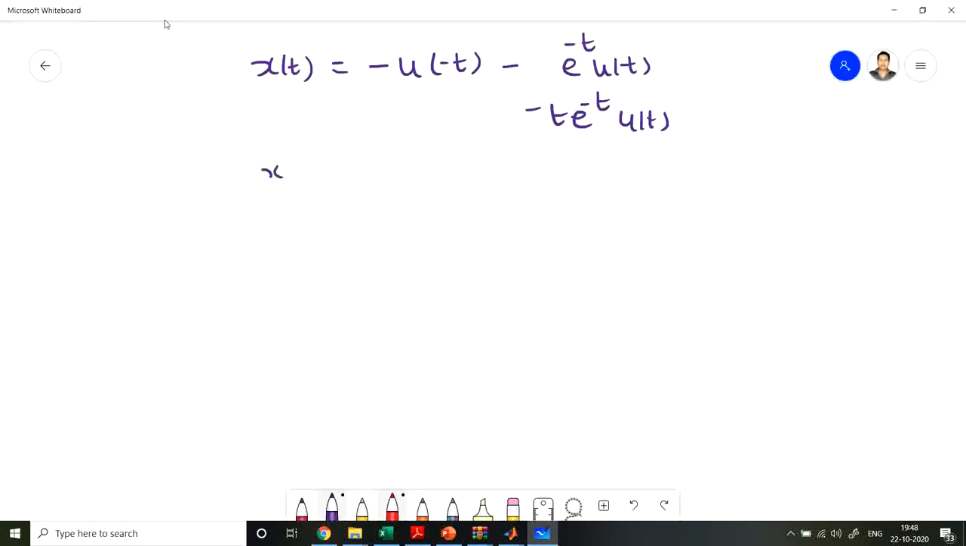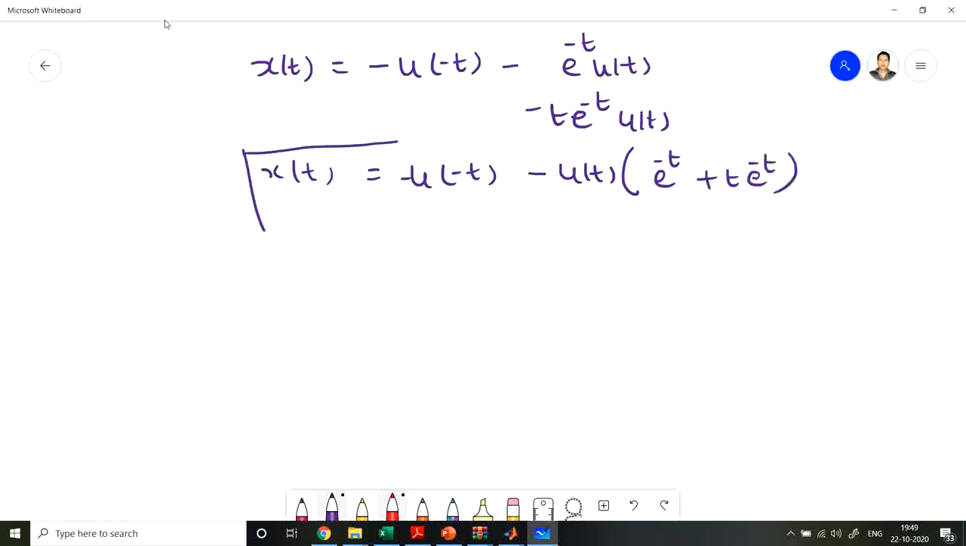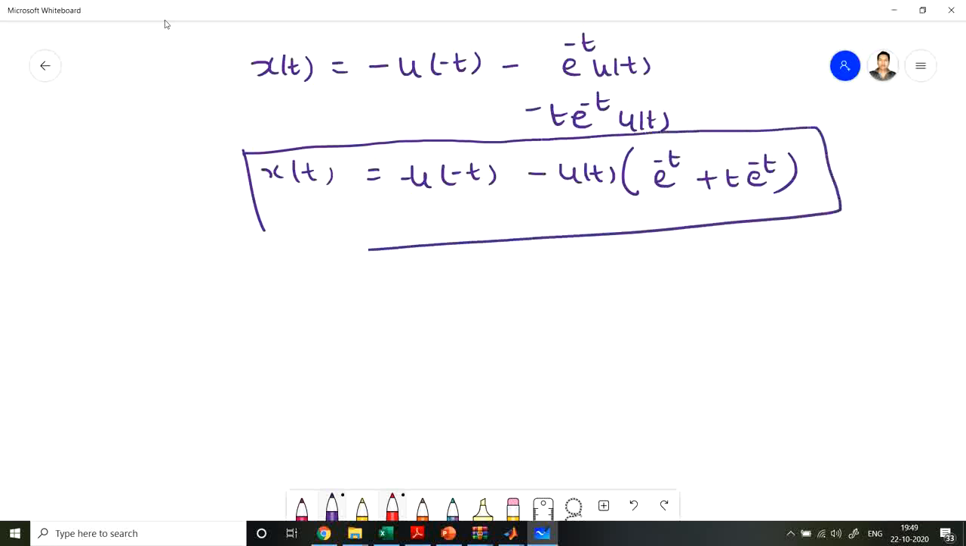So finally, if we club together all these things, minus u of minus t, minus ut, we take common, then it is e raised to the power minus t plus t e raised to the power minus t. So this is xt, this is xt. Now let us solve part C.